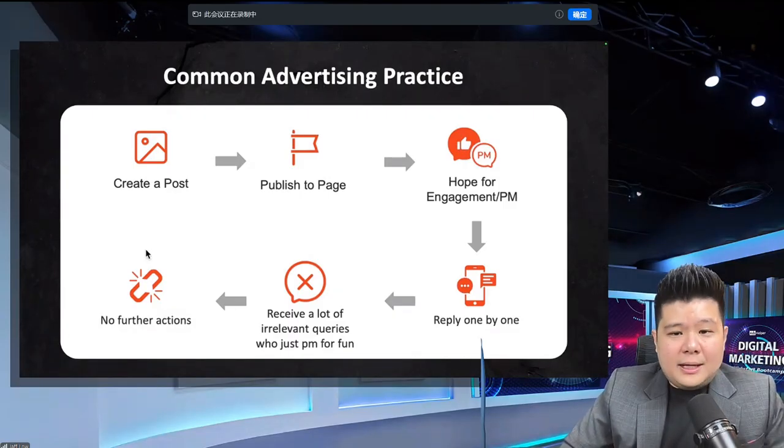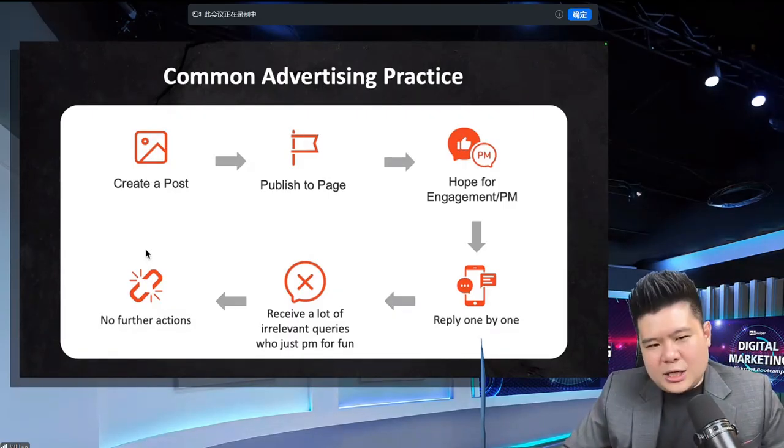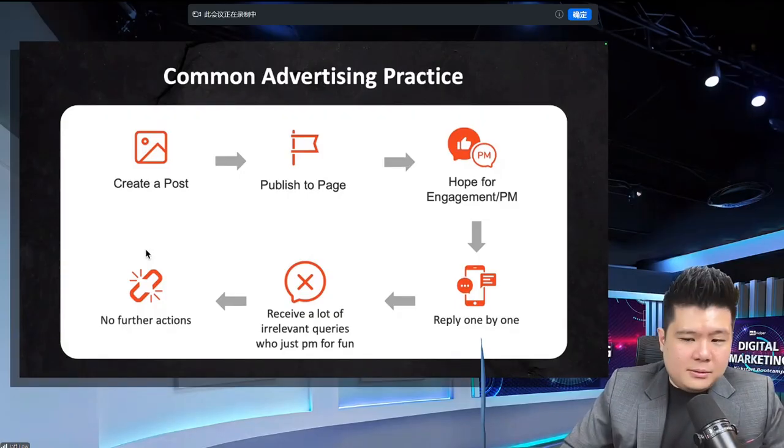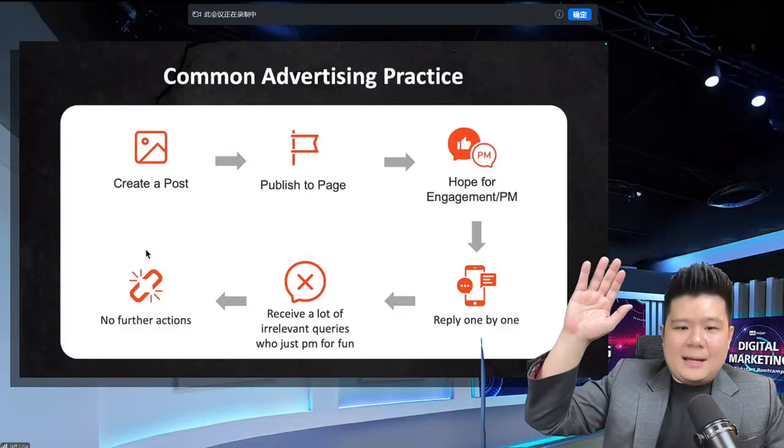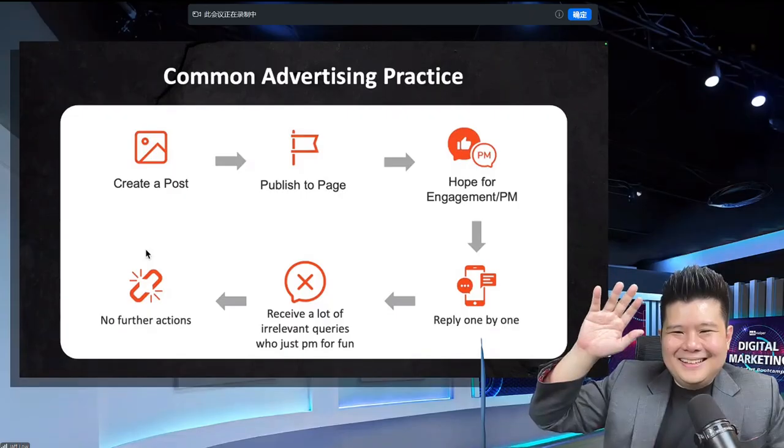But of course, we've got AI, we've got chatbots or stuff like that. But still, how many of you here have gone through this, even with AI handling, eventually got no sales? Say haha. Say haha.